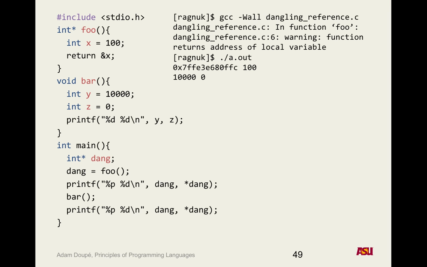But it just happens to be the same memory address, right? So the value inside of dang did not change. But when we dereference dang, it now points to something that has a value of 0.